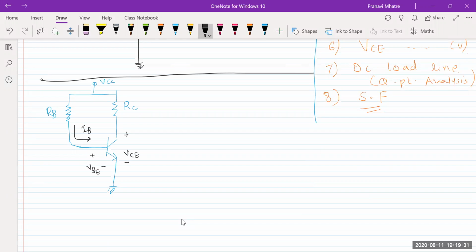And over here the current is IC. My first step is over. The second step says, this is the DC equivalent circuit. My first step is over. The second step says input loop.